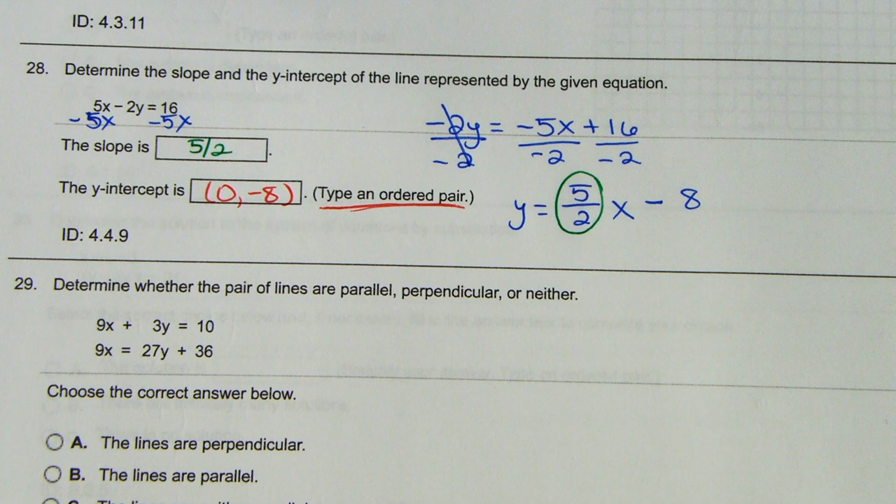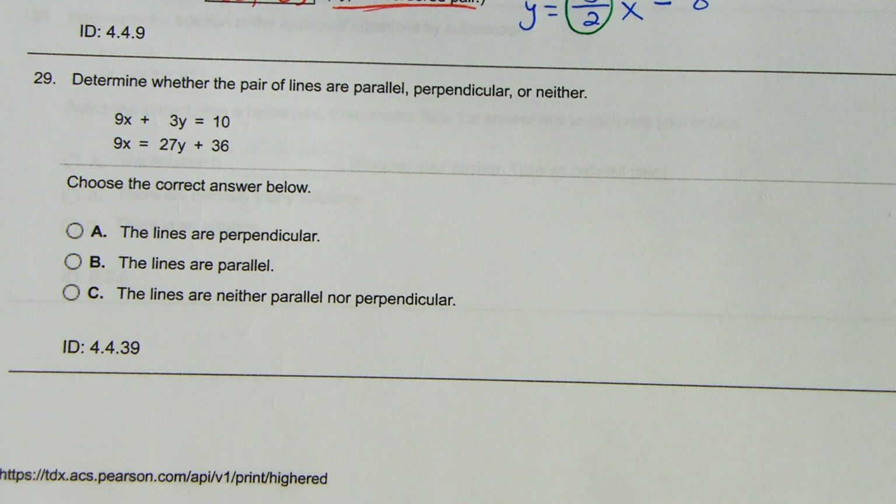29, determine whether the pair of lines are parallel, perpendicular, or neither. So in order to do this, we have to write both of these equations in the y equals mx plus b format, and then we look at their slopes. If they're parallel, they will have the same slopes. If they're perpendicular, they will have negative reciprocal slopes. If you don't have either the same slopes or the negative reciprocal slopes, then you're neither. That's why it's called neither.